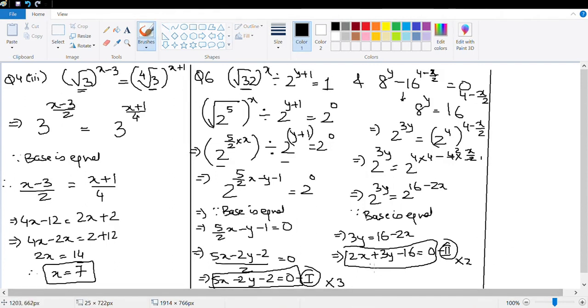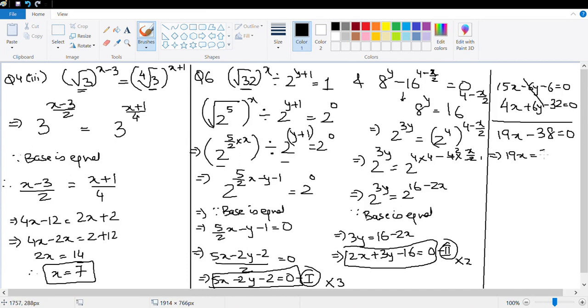Let's move on. If I multiply the first equation with 3, I get 15x minus 6y minus 6 is equal to 0. If I multiply this with 2, that's 4x plus 6y minus 32 is equal to 0. Let's add, because the coefficients are equal and the signs are opposite, so that gets cancelled. That's 19x minus 38 is equal to 0, which means 19x is equal to 38. Therefore, x is equal to 38 upon 19, which is 2. So, x is equal to 2.